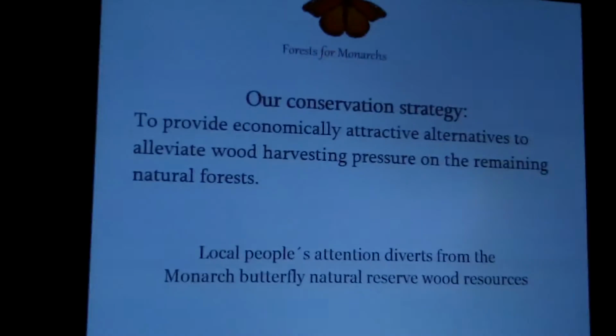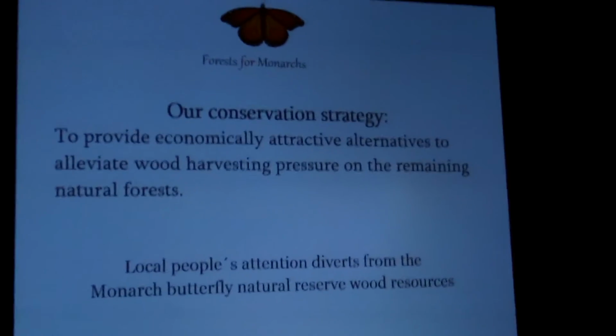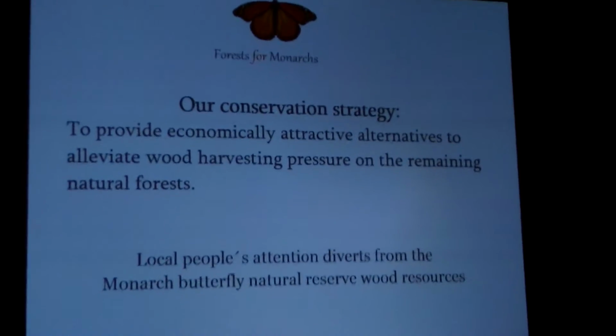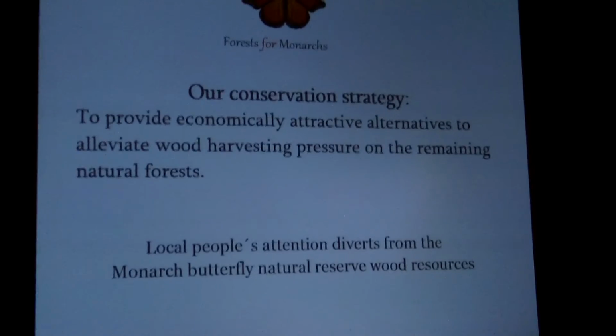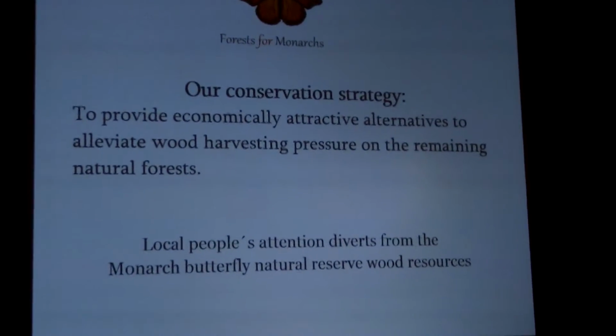So our conservation strategy, as I was saying, is to provide economically attractive alternatives to alleviate the wood harvesting pressure on the remaining natural forest. With this idea, what we try to do is divert the local people's attention from the monarch butterfly biosphere reserve.